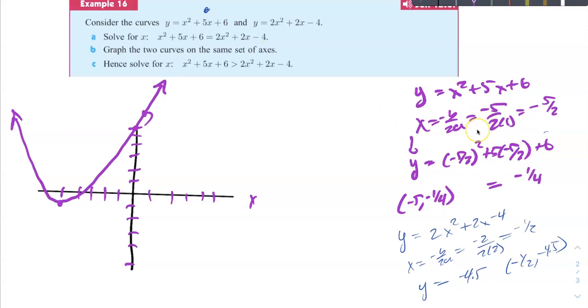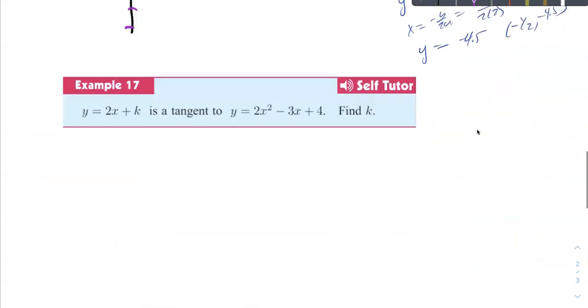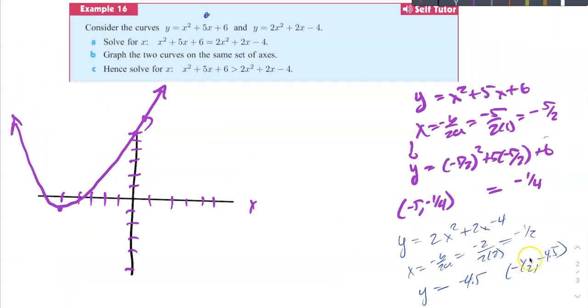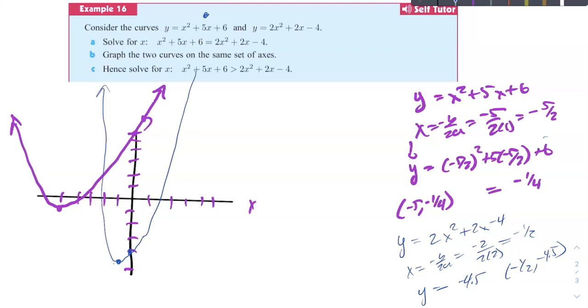And then my other graph, oops, sorry. The vertex is negative 1/2 and negative 4.5. And then my y-intercept on that one, if you plug in 0 on that one, you get -4. So it's kind of like that. Again, just kind of a sketch.